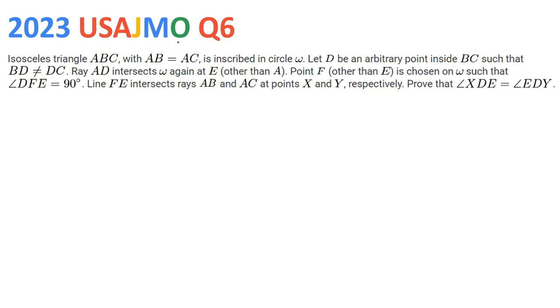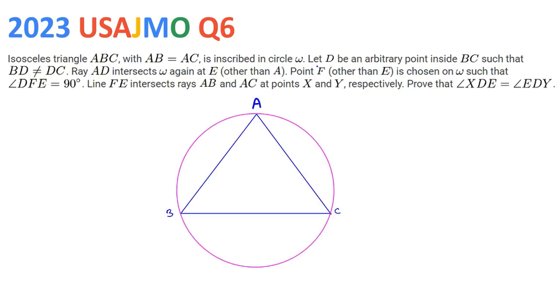Last problem of USAJMO, question number 6, 2023. Isosceles triangle ABC with AB equal AC is inscribed in circle omega. Let D be an arbitrary point inside BC such that BD is not equal to DC. So it is ABC, AB equal AC, inscribed in this circle omega, and D is something, for example, here.